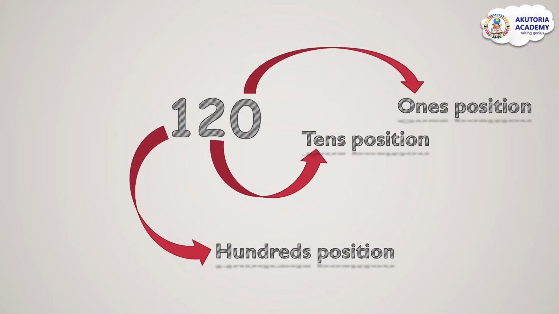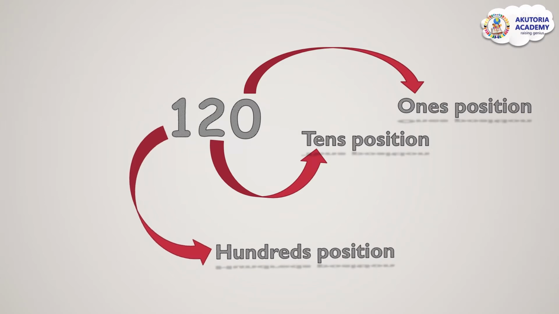We have 2 in the tens position, and in this position, to get the value of the number there, we have to skip count in tens. Now for 2, we have to skip count until we get to 20. That is to say 0, 10, and 20. So 20 is the value of the number 2 in the tens position of 120.